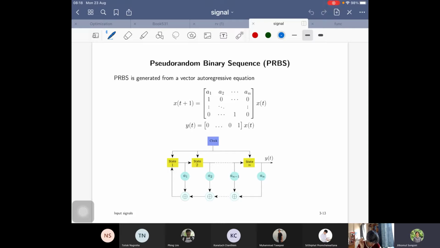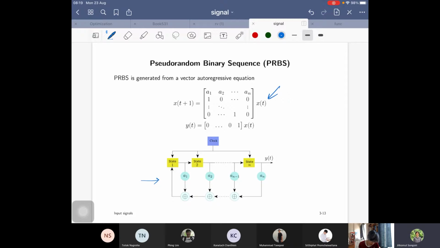This video clip will describe one type of input signal called the pseudo-random binary sequence, or PRBS. This is one of the widely used signals for system identification experiments. The PRBS can be described by the following diagram. The PRBS sequence obeys an autoregressive equation.